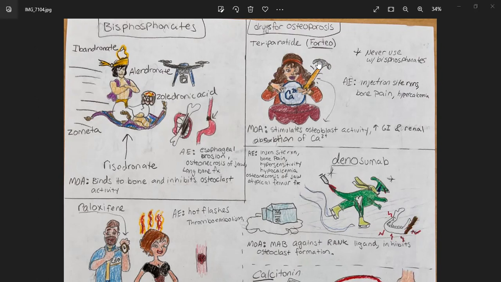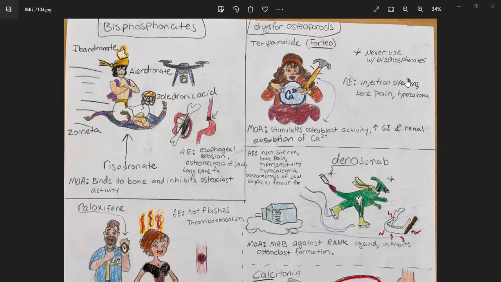Okay, more drugs for osteoporosis. So we have a fortune teller, for Forteo, also known as teriparatide. This one is going to stimulate osteoblast activity. So blasts build. That's why they have a hammer, because she's building something. It's going to increase GI and renal absorption of calcium. That's why she has a big calcium in her ball. And pro tip, you never want to use these in conjunction with bisphosphonates.